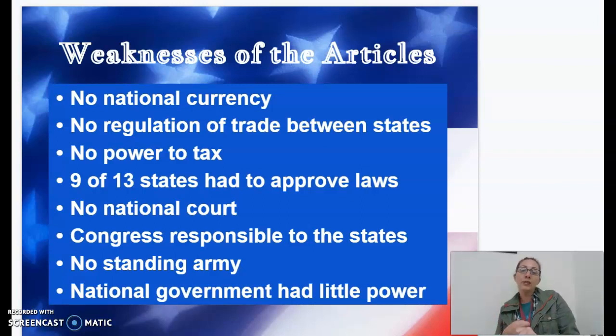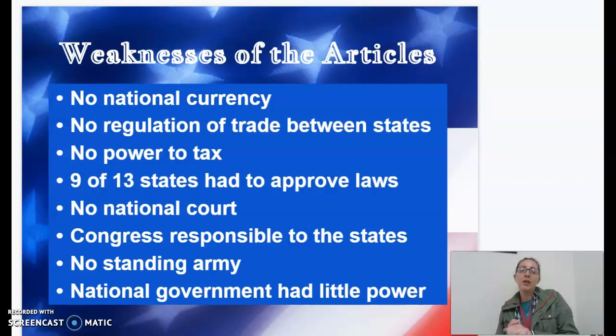If they want to approve laws, 9 out of the 13 states had to approve those laws. There's no national court. Congress is responsible to the states. There's no standing army, and the national government essentially has very little to no power. This becomes really ineffective. Imagine every time you went to New Jersey or Connecticut, you had to exchange money because you couldn't use your New York currency in either of those states.